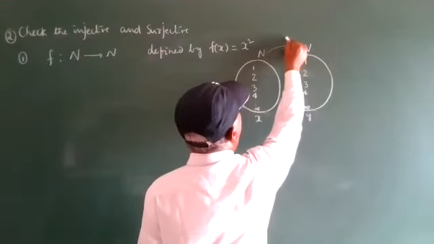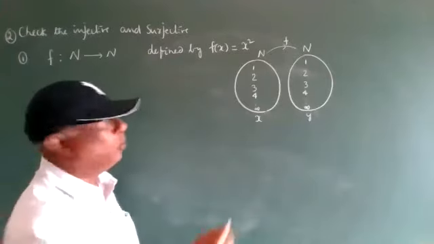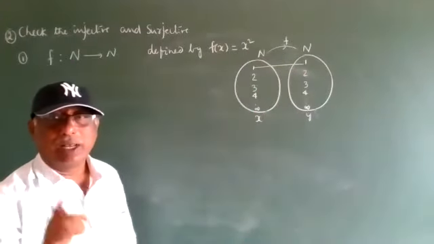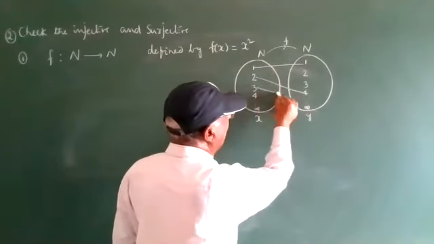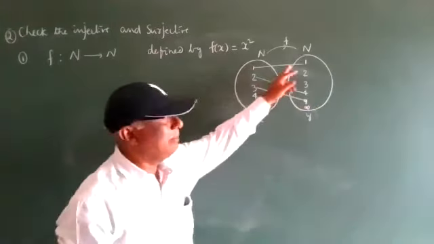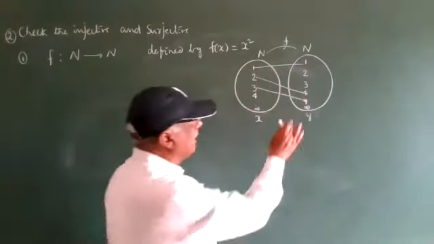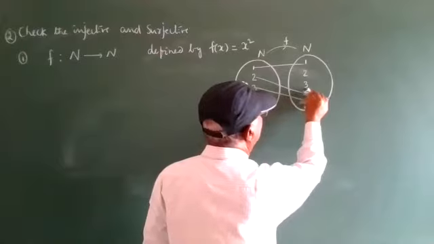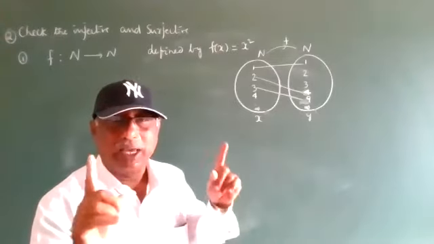This mapping is given by f. By what definition? f of x is x square. 1 square is 1. 2 square is 4. 3 square is 9. So one element has one image, one element has one image. Therefore, it is one-one.